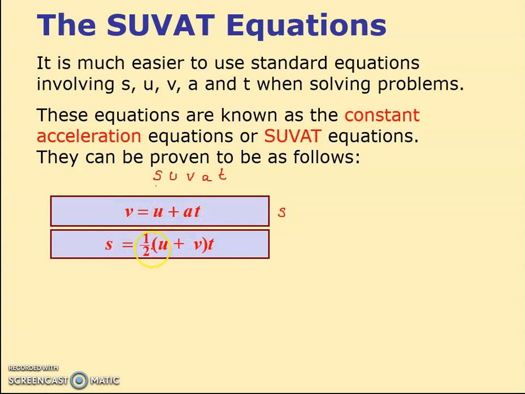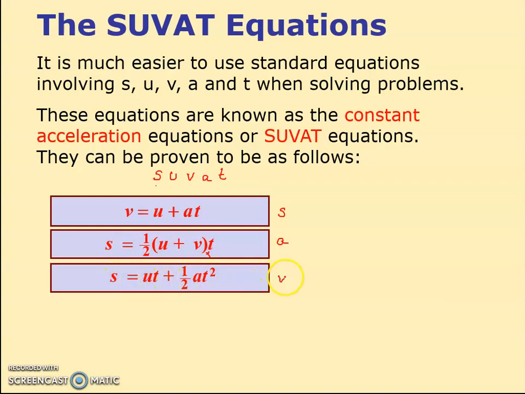Second equation is s = ½(u + v)t. That means times by t. And you'll notice the a is not there this time. So every time we do a new equation, one of the letters is missing. And that means if you don't know that piece of information, it doesn't matter. You can still use this equation. Next equation is also in s: s = ut + ½at². And here the v is missing. s = vt is very similar, these equations.